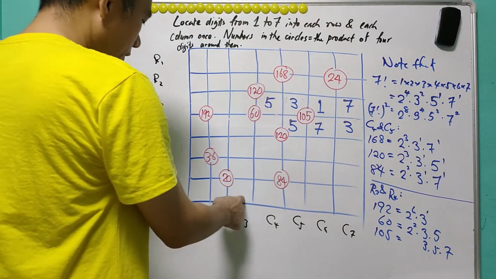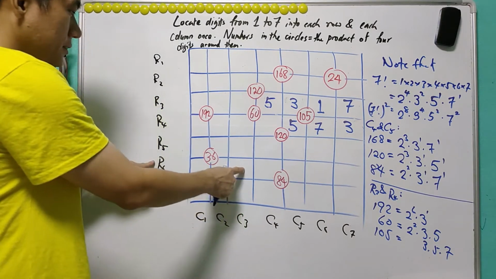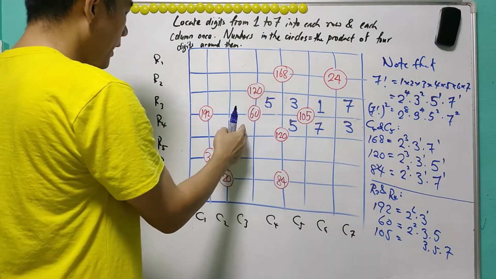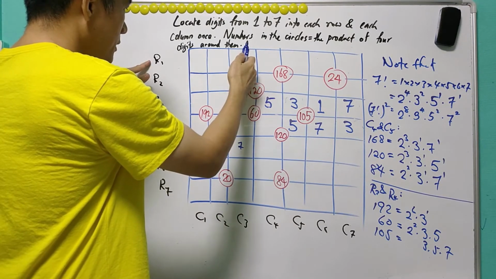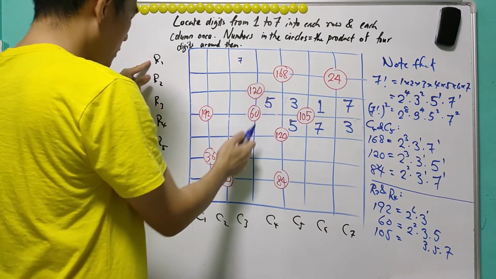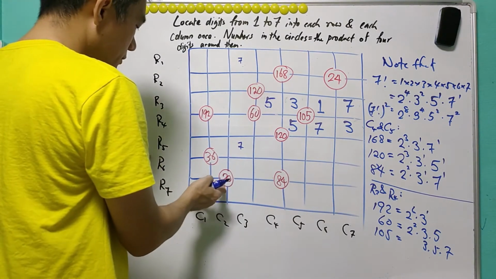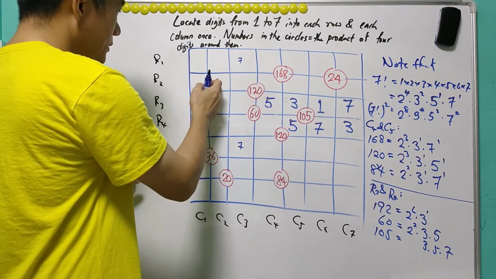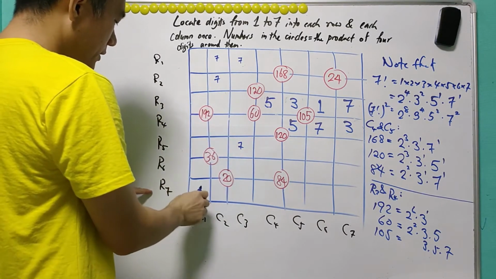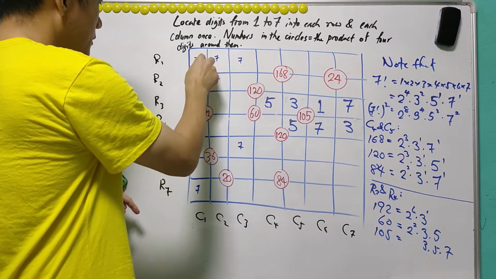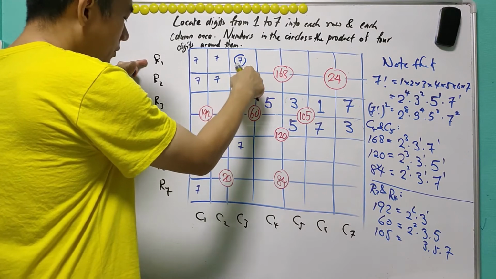Now, for C3, 7 cannot be in R7 and R6, so possibly it will be here, and it's not a factor of 60 and 120, so 7 may be in R1 or R5. Likewise, in C2, it can be only in these two cases, and for C1, it can be these three cases. Suppose 7 is in R1 C3.